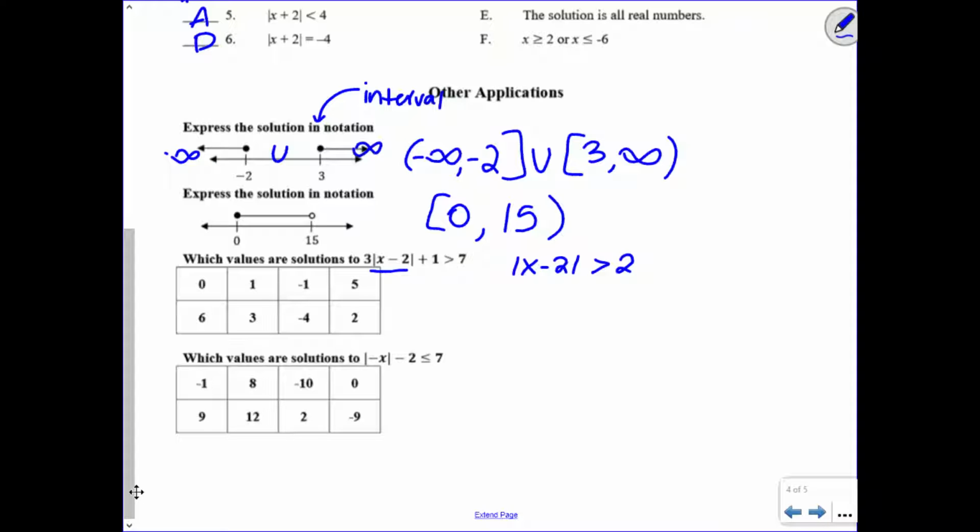So that's simplified. Now what? Split. I have x minus 2 is greater than 2, and then what's the other equation? Again, you need one of each. First one looks identical to the original expression, the second one's flipped. Then I solve.